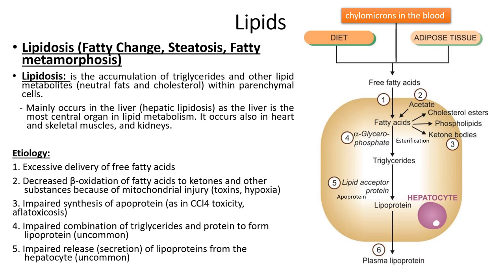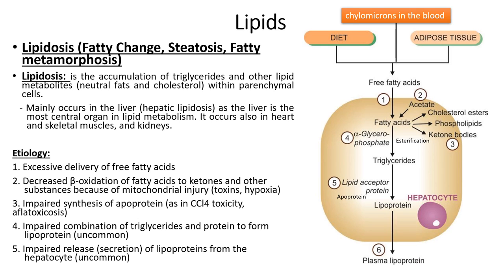The fatty acids in the liver, most of the fatty acids will be converted to triglycerides, and this is by the action of alpha glycerophosphate. And this process is called esterification, but the minority portion will be converted into other products like cholesterol esters, phospholipids, and ketone bodies. So the majority will be converted to triglycerides.